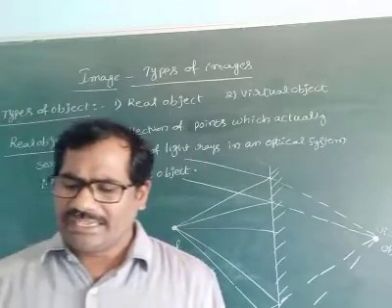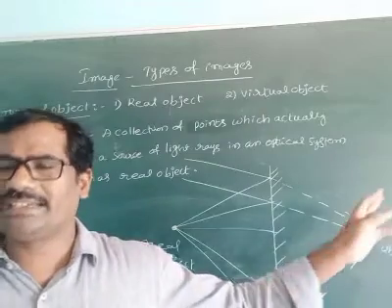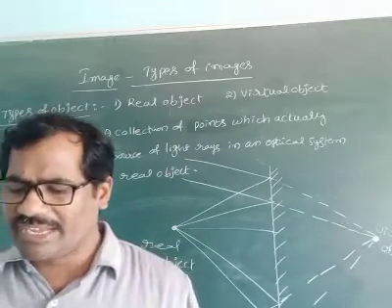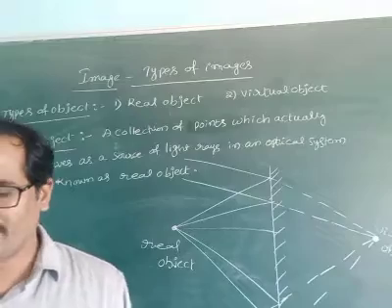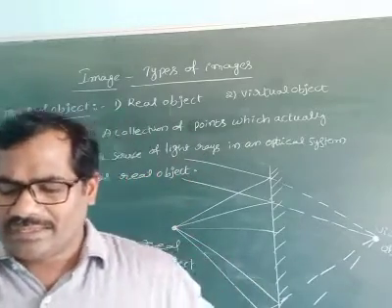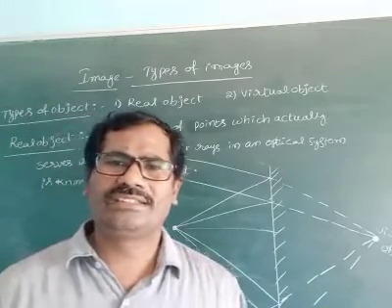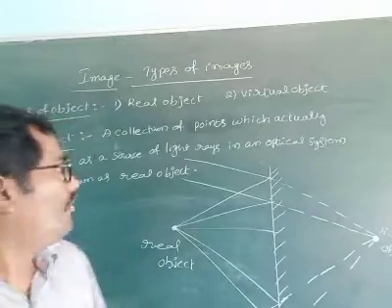That means if the light rays coming from the virtual object converge at a point behind the plane mirror, that is, the reflected rays converge in front of the mirror, that forms a real image. That is the virtual object.